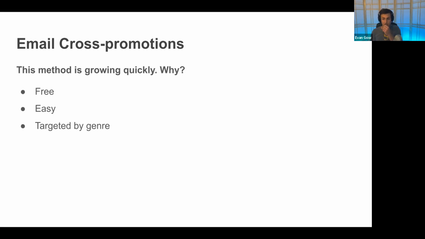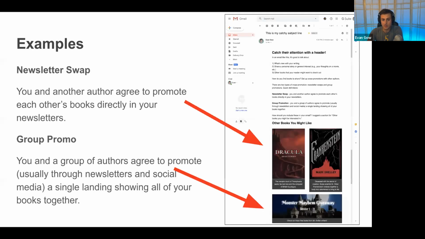Lastly, it's targeted by genre. If I am a sci-fi author, I will cross promote books with other sci-fi authors so that I know my book is being shared with an audience that will appreciate my book, because they're on that other sci-fi author's mailing list. So I know their audience is going to like that. That is why email cross promotions are so popular and growing.